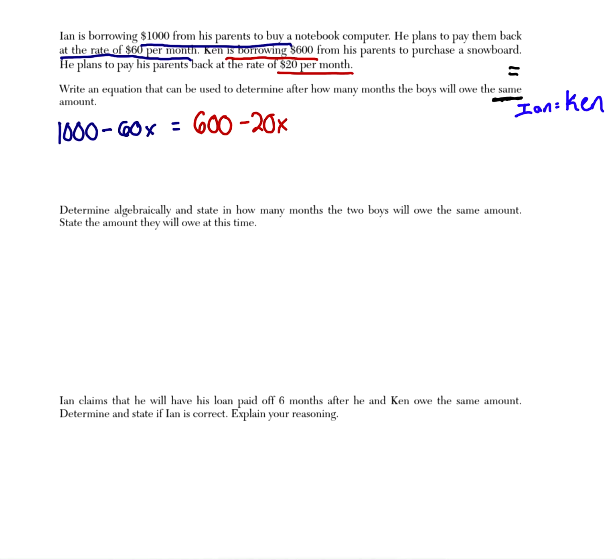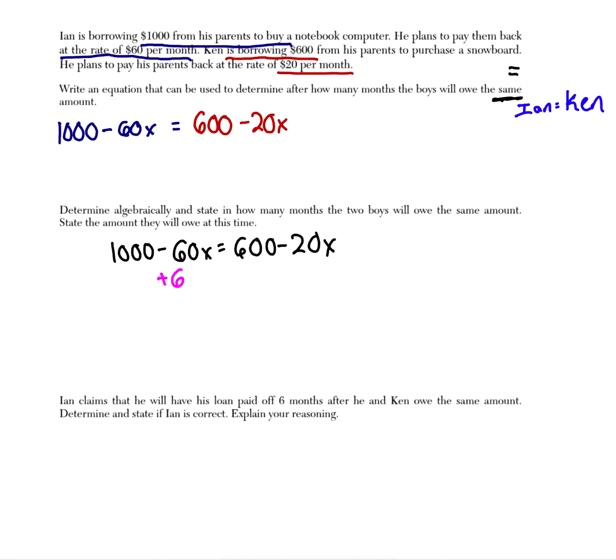So go ahead, do the next part. Pause the video if you haven't. Play it when you're done. So now we have to determine how many months the two boys will owe the same amount. So we just want to solve for x here. I'm going to set back up my equation. 1,000 minus 60x equals 600 minus 20x. I'm going to get all my x's on one side and my constants on the other. I want to keep my x positive to eliminate any future mistakes.